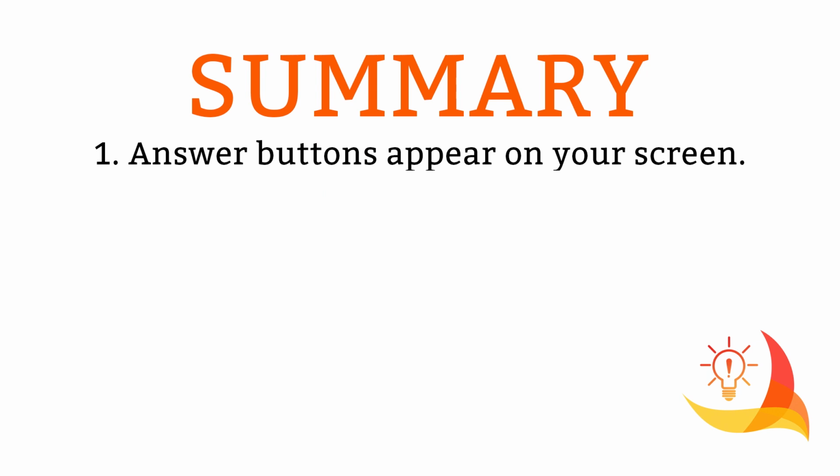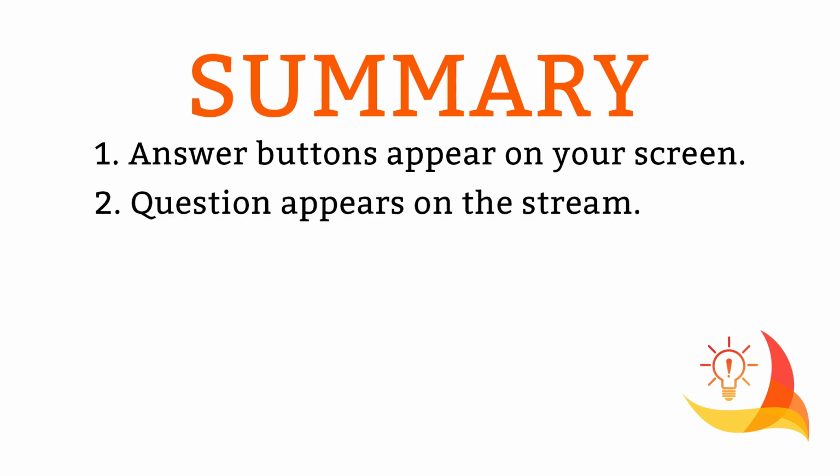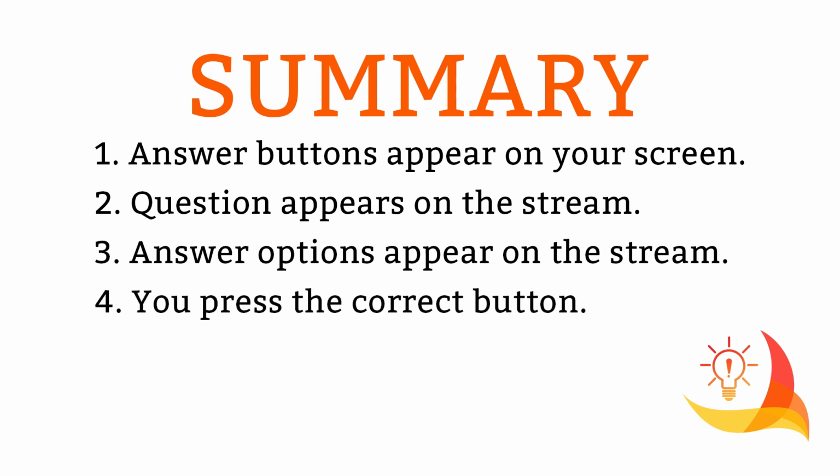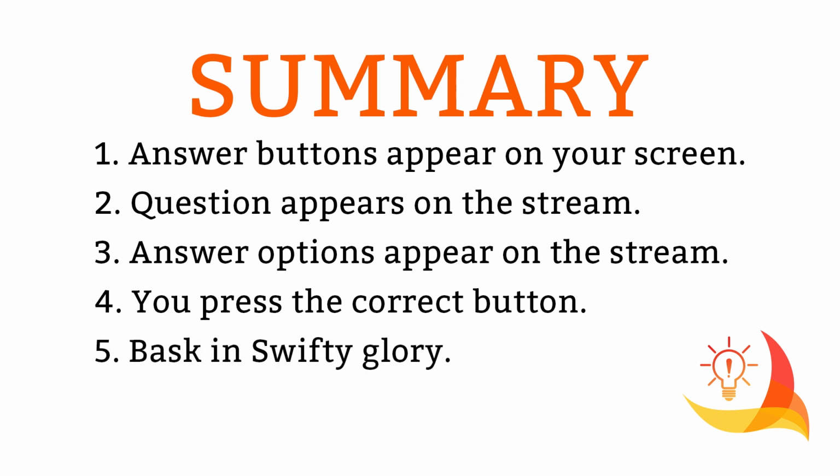So, that's all the rules. Let's summarize. First, you will see answer buttons appear on your screen. Then, after that, you'll see the question appear on my stream. The stream you can see right now has the question text on it, and I'll read it out to you. Then, step 3, the answer options appear on the stream as well. It'll say 40, 41, 42, 43. You press the right color button on your screen, your iPhone, your second Safari tab, whatever you are using. Then you press the correct button as fast as you can. And of course, step 5, most important, you bask in your Swifty glory, come top and win a great prize. That is all the rules.